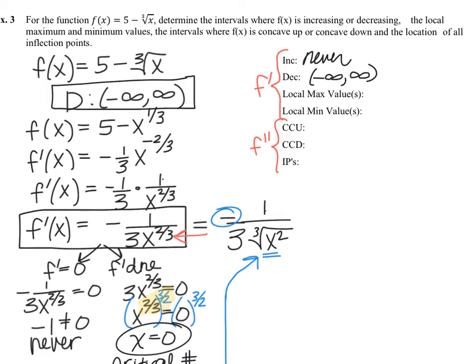Now, we only have a local max value or a local min value if you have a change in sign in the first derivative, which we don't. The first derivative is negative throughout, so that means we don't have any local maxes or mins.